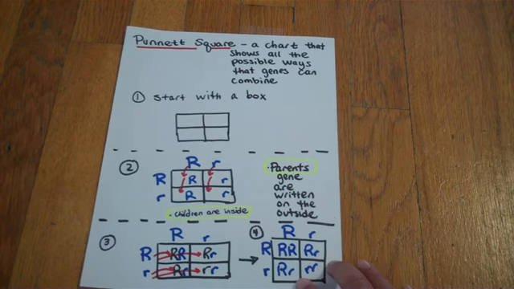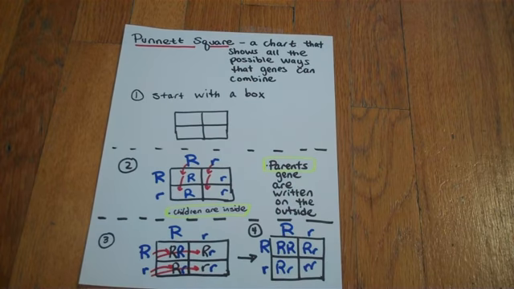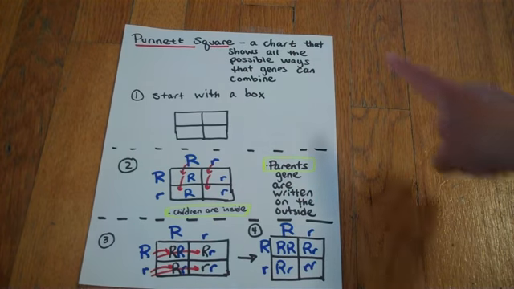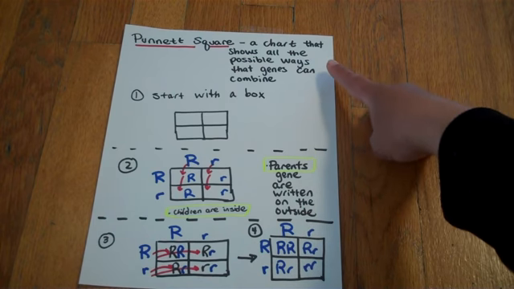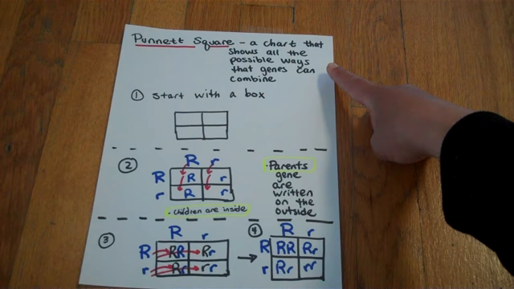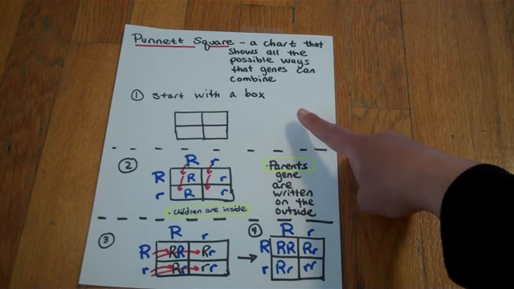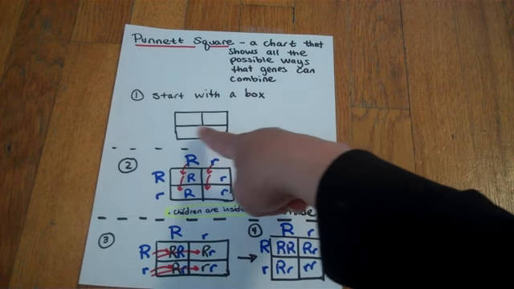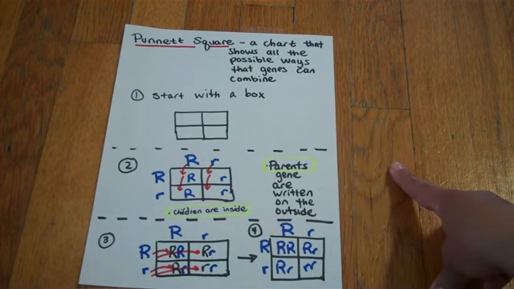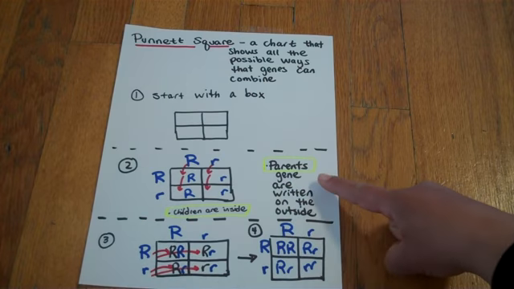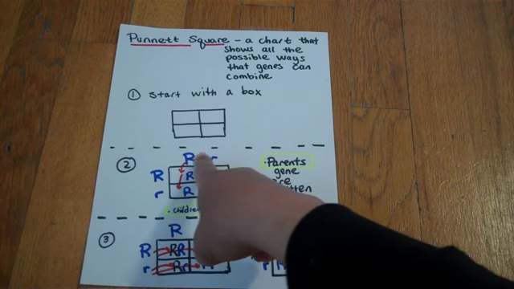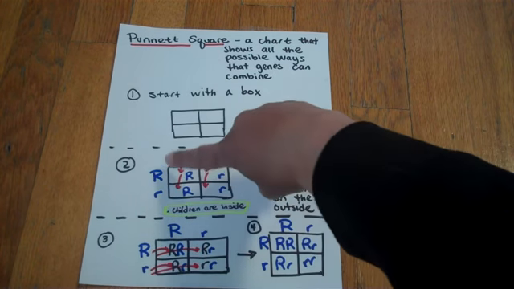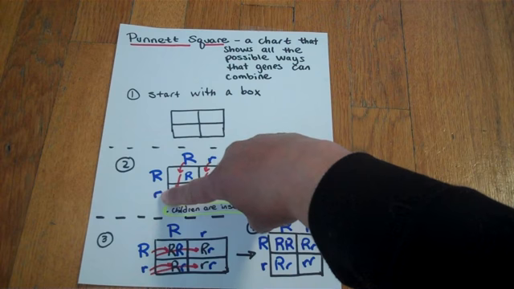How we model this and get it mathematically charted is by using a Punnett square. A Punnett square is a chart that shows all the possible ways that genes can combine. To make a Punnett square, first we start by making a box like this with 4 boxes within it. Next, the parent genes are written on the outside of the box. Here I did a capital R with a lowercase r, and on the other side I put the other parent, a capital R with a lowercase r.